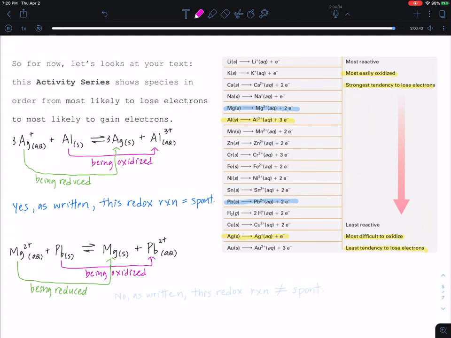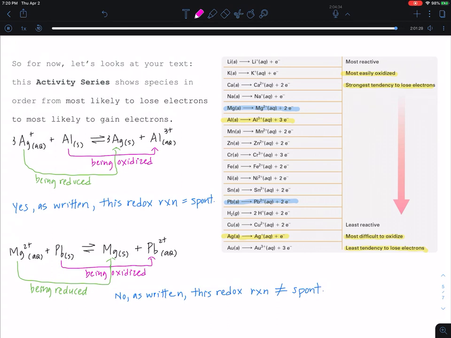Again, with zero real data, just sort of a vague idea. Is it redox? Yes. But no, as written, this redox reaction is not spontaneous. Why? Because the lead 2+ has a greater pull on the electrons than the magnesium 2+ does. So the reverse reaction would actually be spontaneous in this case. So that's how you would do a qualitative analysis.